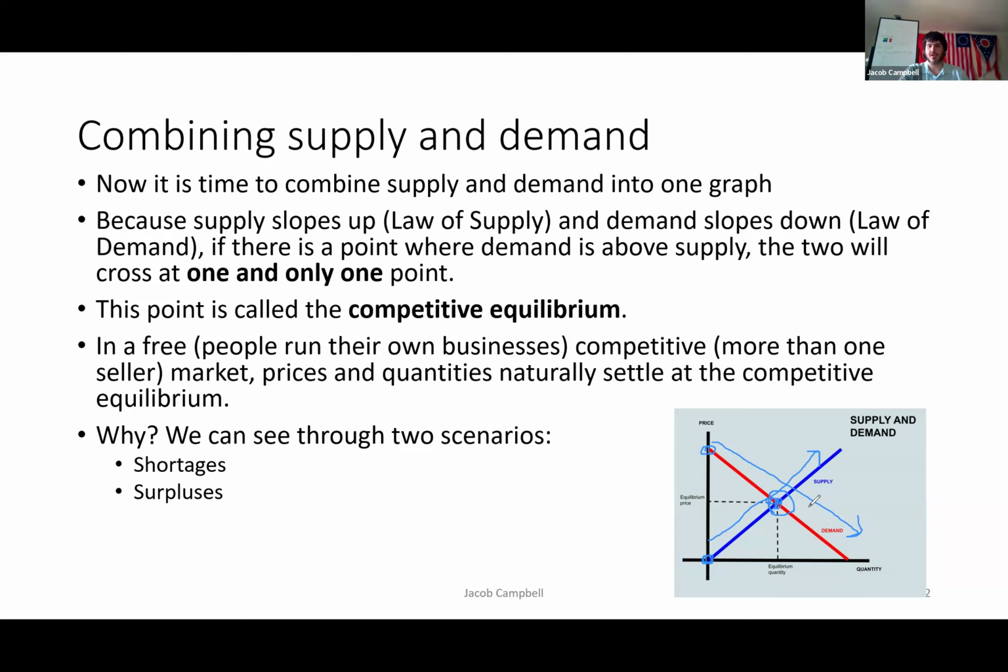And the significance of the competitive equilibrium is that in a free competitive market, prices and quantities are going to naturally settle at the competitive equilibrium. What do I mean by free? I mean a world in which people run their own businesses. You have the ability to set your own price. You have the ability to choose whether or not to buy, and so on and so forth. A capitalist society. What do I mean by competitive? That there is more than one seller and more than one buyer. There is more than one consumer, more than one producer.